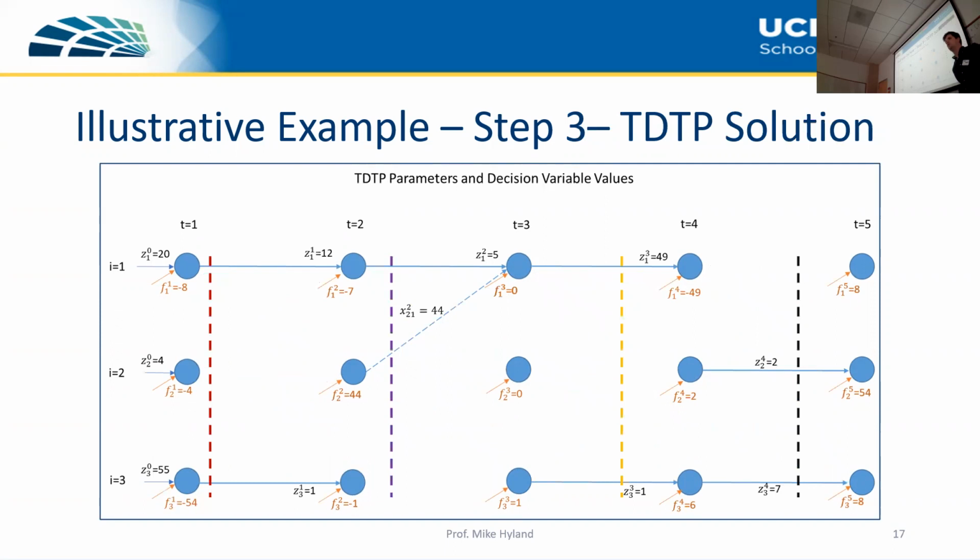And then here's what the solution to the illustrative example looks like. We actually only have one repositioning movement, which is repositioning a lot of vehicles from zone 2 at time period 2 to zone 1 at time period 3. Otherwise, we just have a lot of vehicles in each one of our zones to start the day, and those vehicles just cover the demand for the rest of the day. And what is our fleet size here? It's 55 plus 4 plus 20, which gives us 79 as our fleet size.